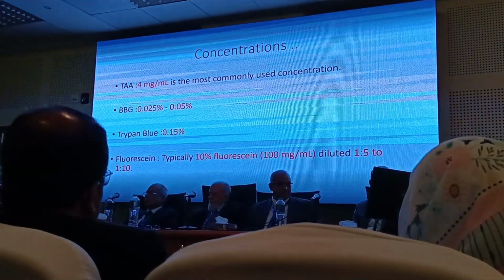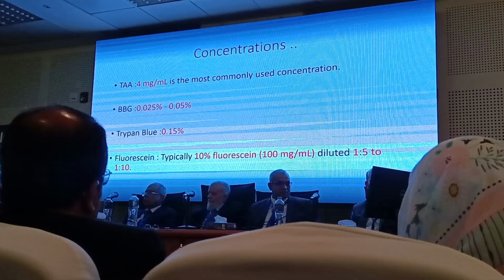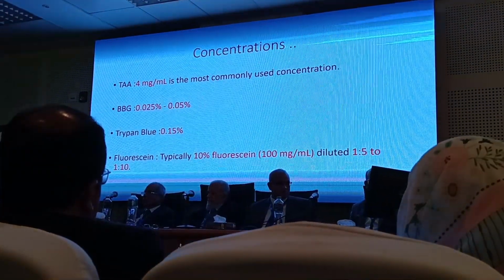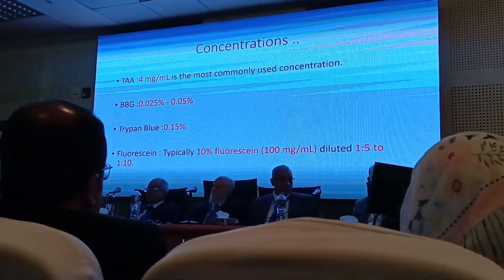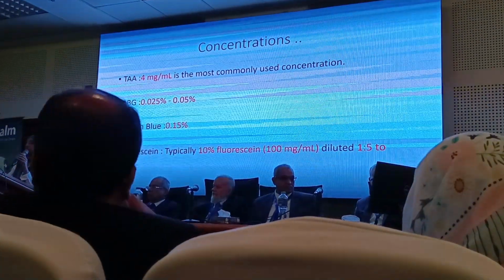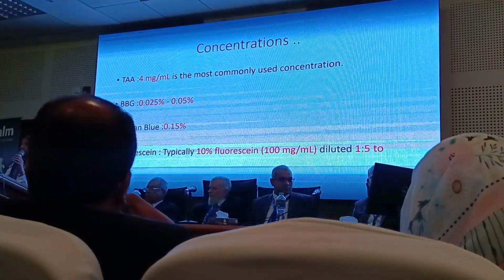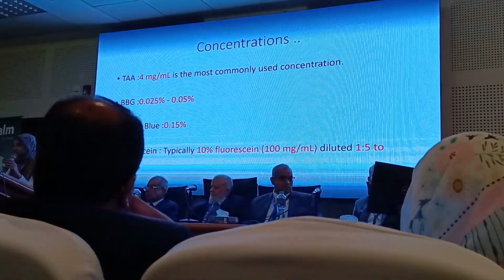This is a brief about the concentrations of each one. The TA is 4 milligram per milliliter, the BBG is 0.025 to 0.05%, trypan blue is 0.15%, and fluorescein is 10%, meaning 10 milligram per milliliter, diluted 1 to 5 to 1 to 10.